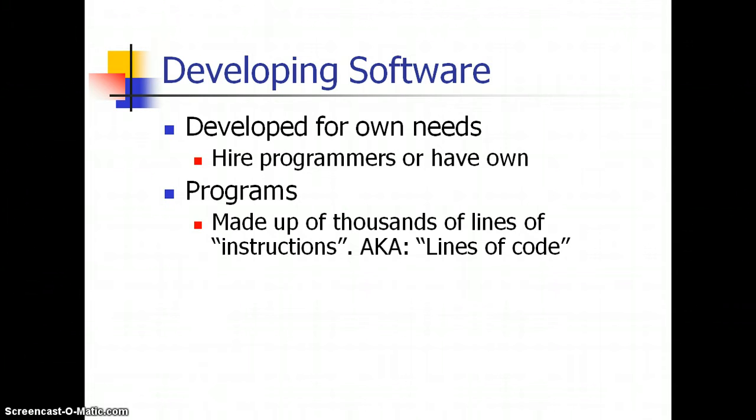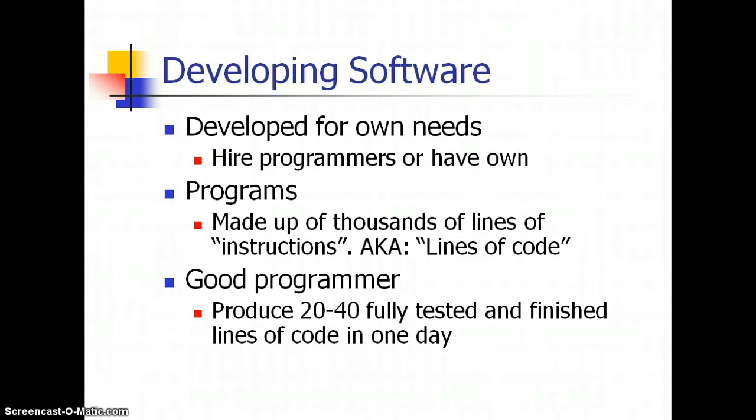The programs, remember, these are lines of instructions. They're also known as lines of code. If you're one of those computer people, you'll know it as lines of code. Others will know it as instructions. A good programmer will produce anywhere from 20 to 40 fully tested and finished lines of code in a day. I know that doesn't sound like a whole lot. However, when you think about it, you have to type in every little thing.